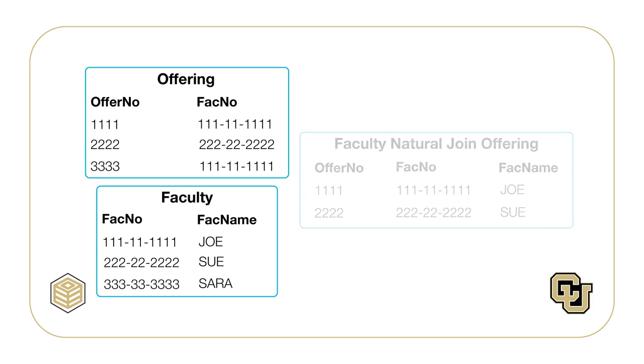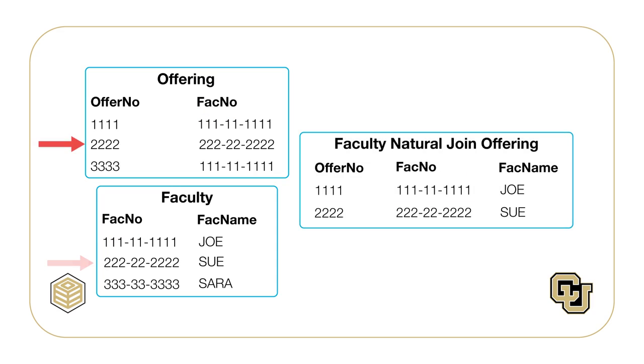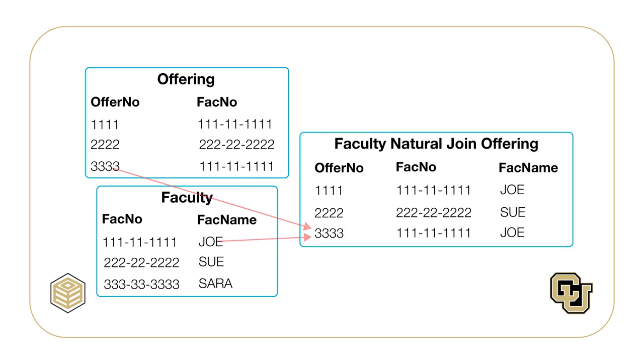The natural join operator requires that only one join column is retained in the result to avoid confusion with the duplicate column. The second offering row combines with the second faculty row as both rows have an identical value for faculty number 222-22-2222. The second result row combines the second offering row and second faculty row. In the third result row, the third offering row combines with the first faculty row as both rows have an identical faculty number value 111-11-1111. Note that the third faculty row, Sarah, does not participate in the result.